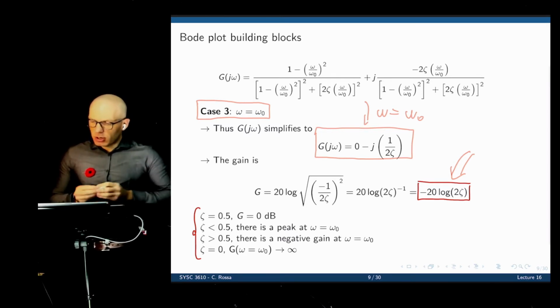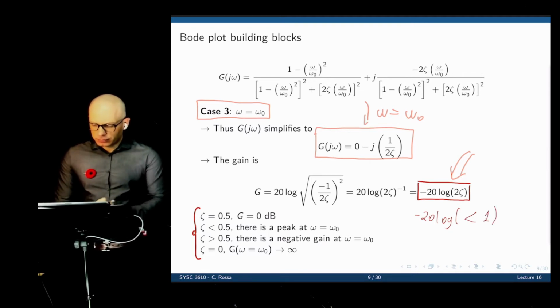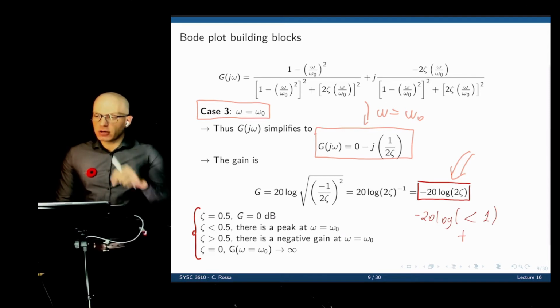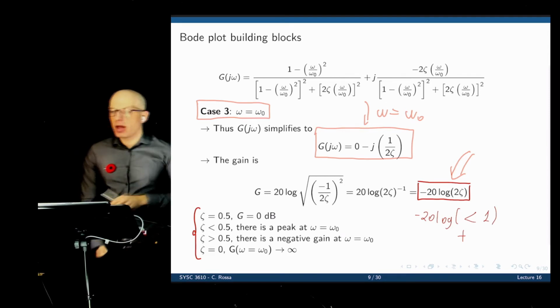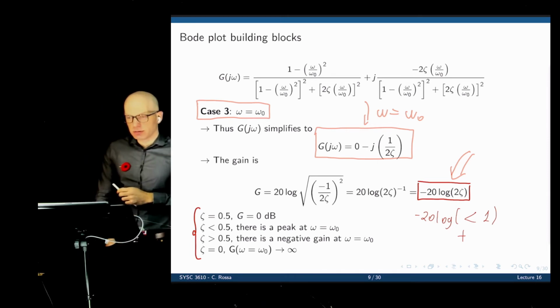If zeta is smaller than 0.5, then what happens? Then you have a negative 20 log of something that is smaller than 1, which is a negative number. And you have a negative number in front of it, so you end up with a positive number. So when zeta is smaller than 0.5, the result of this operation is a positive number, and the Bode plot now goes up instead of going down. Just a little bump at that specific frequency before it takes its slope of negative 40 dB per decade.